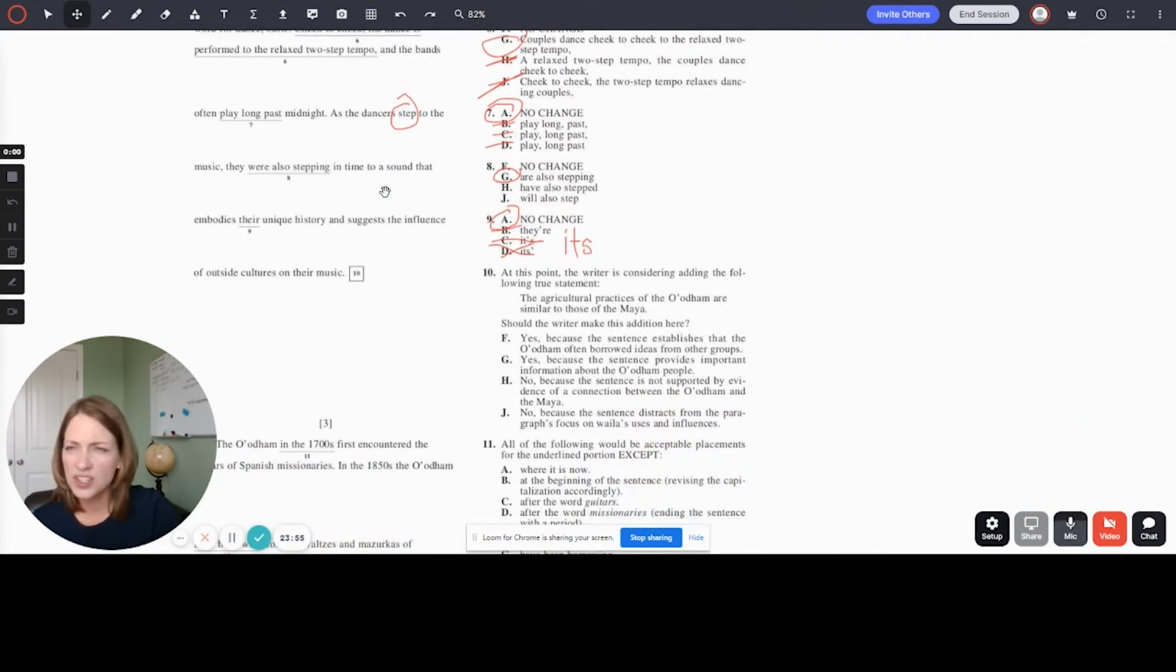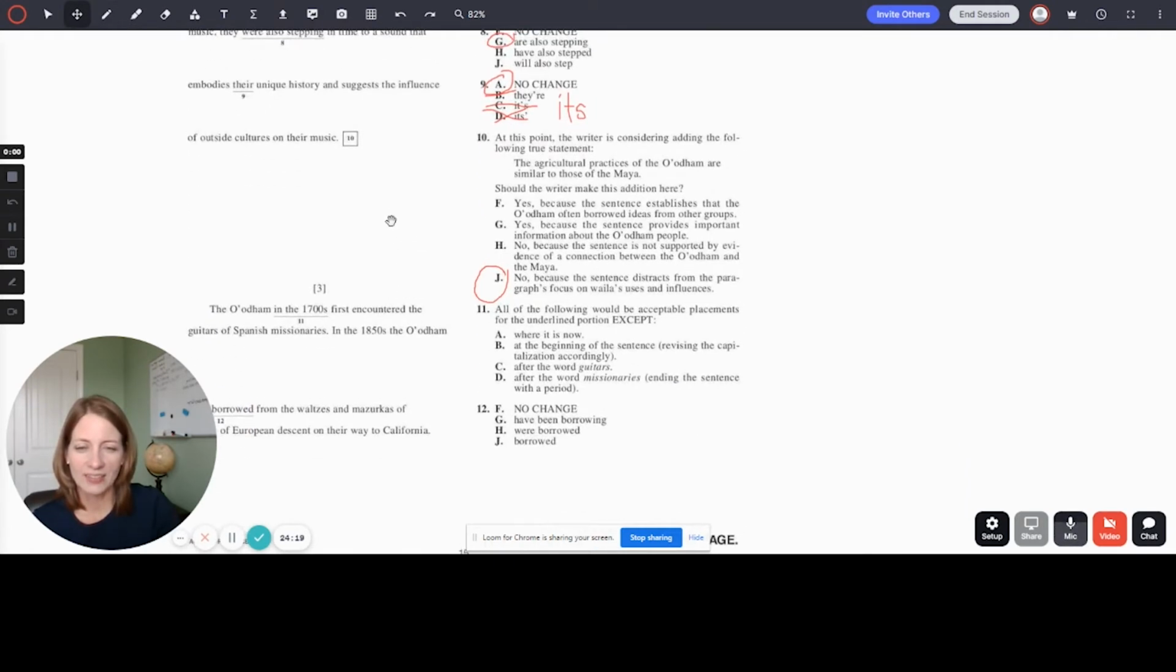Okay, I'm going to go with J, because it detracts from the paragraph. We're talking about Wali. Why would we randomly start talking about agriculture? Alrighty. J. We're going to go for J.